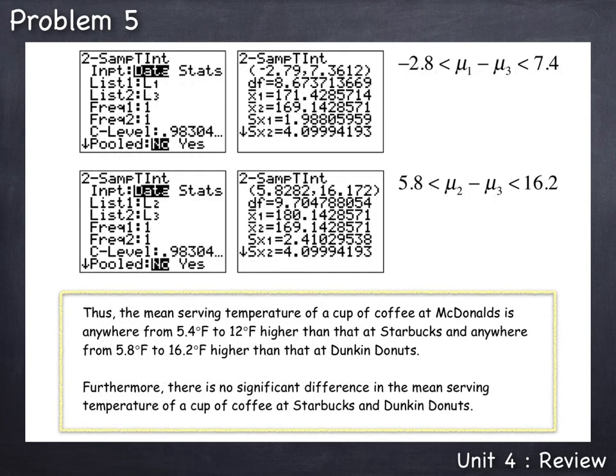Thus, the mean serving temperature of a cup of coffee at McDonald's is anywhere from 5.4 to 12 degrees Fahrenheit higher than that at Starbucks, and anywhere from 5.8 to 16.2 degrees Fahrenheit higher than that at Dunkin' Donuts. Furthermore, there is no significant difference in the mean serving temperature of a cup of coffee at Starbucks and Dunkin' Donuts.